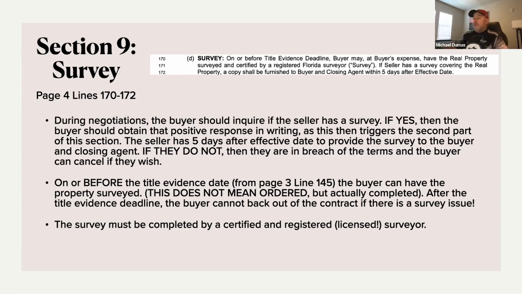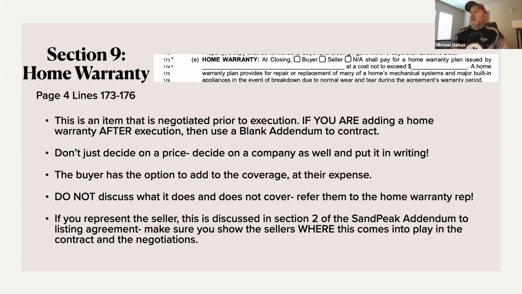Next section, the home warranty. This is an item that is negotiated prior to execution. If you're adding a home warranty after execution, don't go back in and add this to the section. You have to do it on a blank addendum. Once you execute, if there's nothing filled in here or it's checked in, it's got to stay that way the entire time; you add it on to an addendum. Very important, don't just decide on a price, but decide on a company as well and put it in writing.